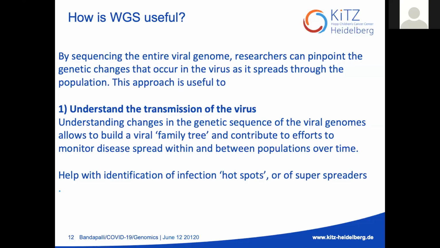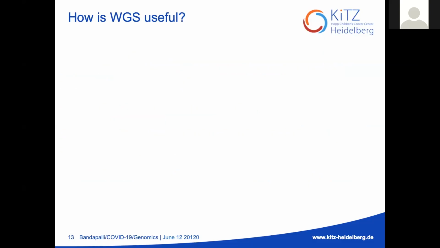And also you can monitor disease spread within and between populations over time, how it is spreading. It also helps with identification of infection hotspots. If it is specific to a place, you can identify if there are certain mutations in this area that are causing the virus to spread more prevalently than in other places, like super spreaders and so forth.